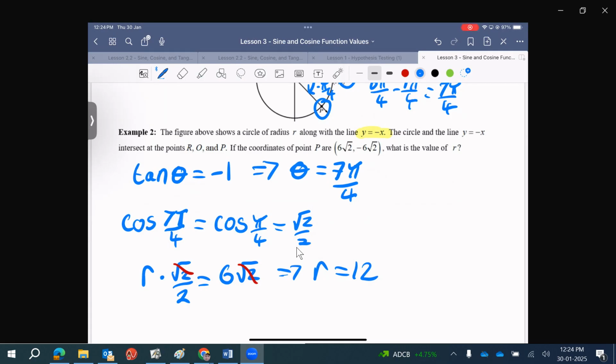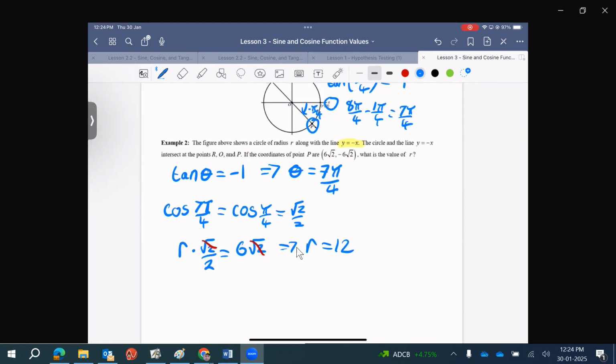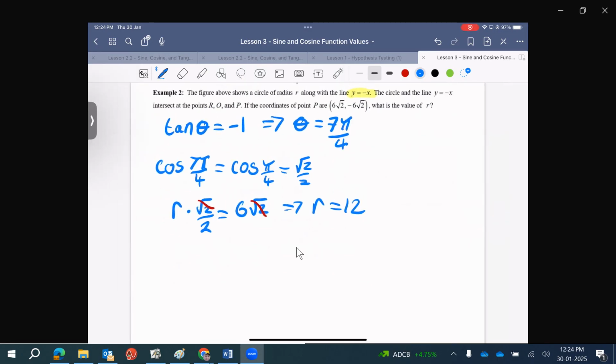I don't understand how to get cosine 7 pi over 4. Did you use the Pythagorean identity, you said? No, the theorem, the a squared. So we can say that the cosine squared theta plus the sine squared theta is equal to 1.